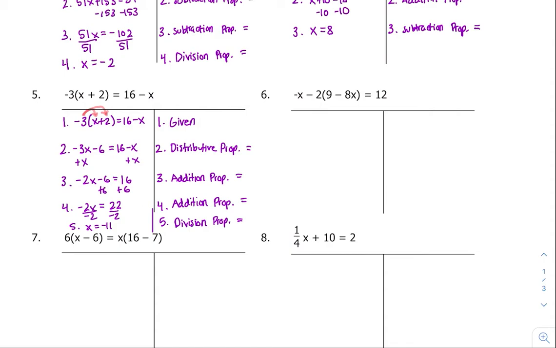Okay, number 6. Let's write that one down. Okay, so the first reason is given. Now, what we want to do is we want to distribute this -2 to both. So we got -x minus 18 plus 16x is equal to 12. Reason, distributive property of equality.